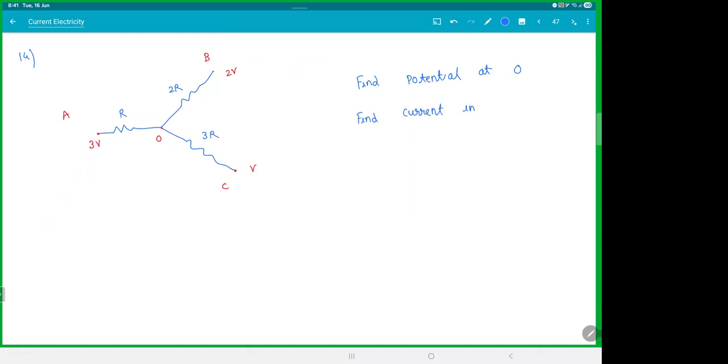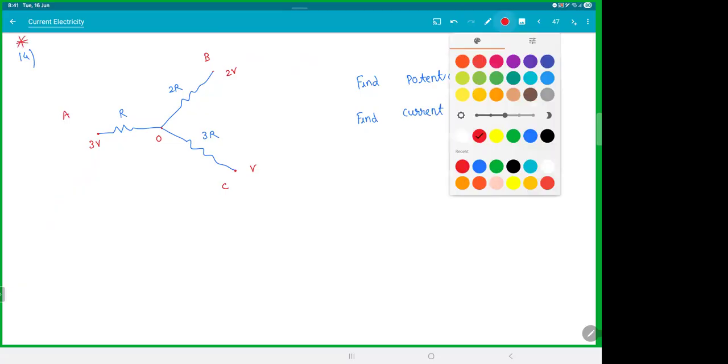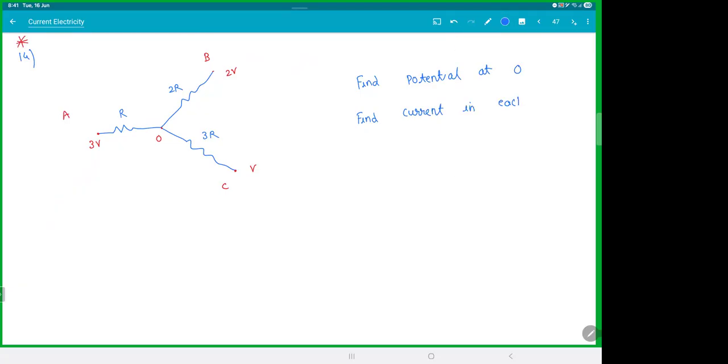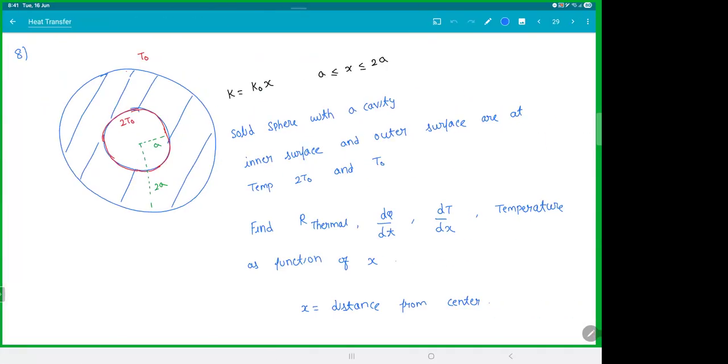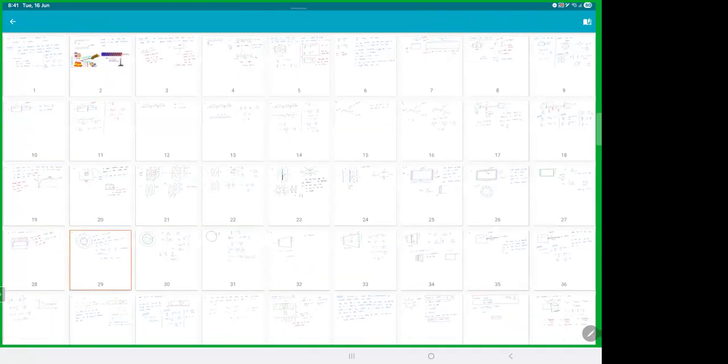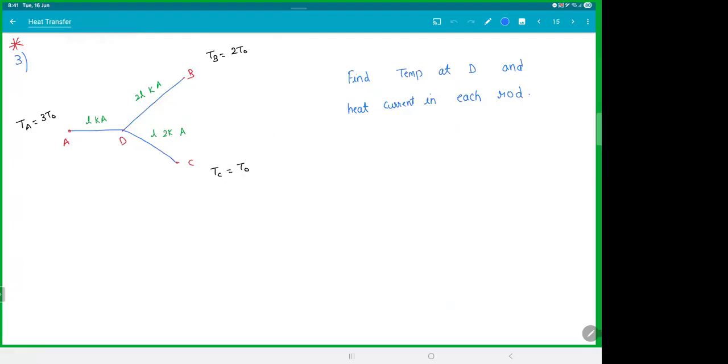This is a very good question. You should put a star for this because this can be asked in 4 different chapters. I didn't ask you this in capacitors. So, first time where you saw this, heat transfer. Do you remember this question? 3T0, 2T0, T0, LK, 2LK. Find temperature at D and heat current in each rod.